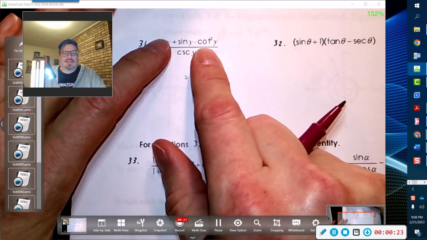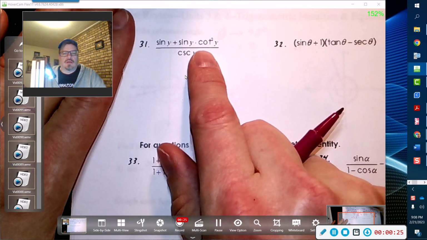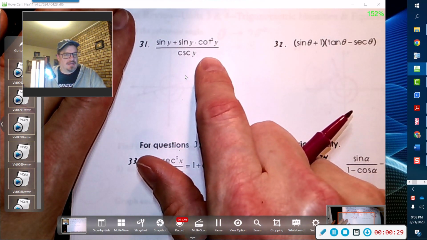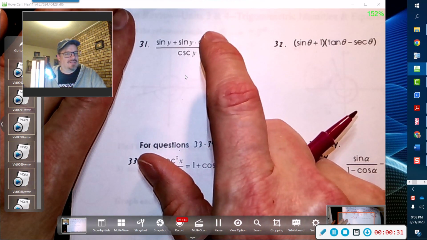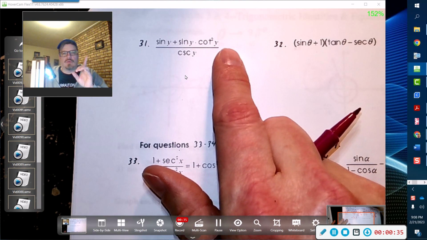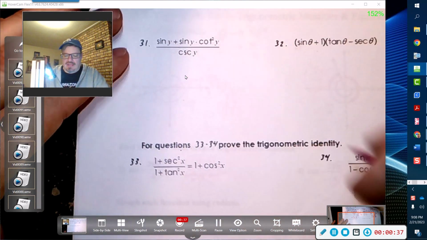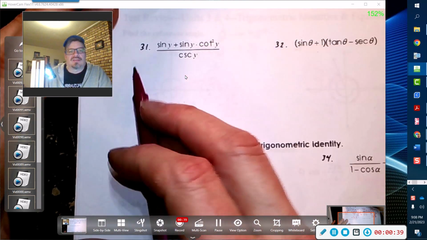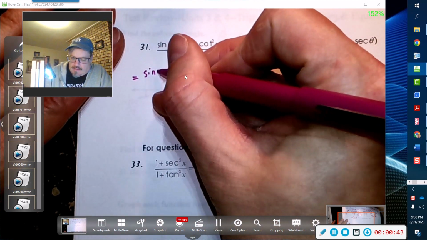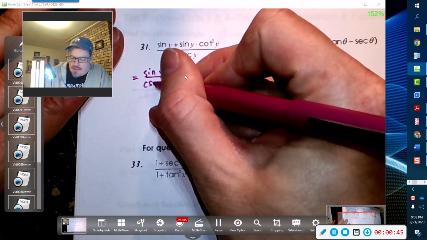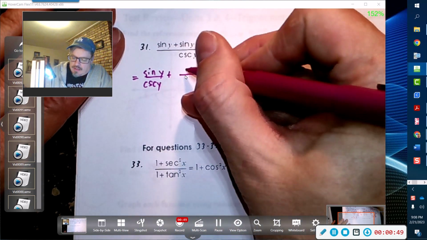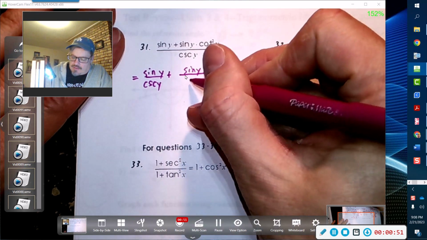This guy is cotangent squared, and so I know that he's cosine over sine. But that would be sine squared, and canceling out one of the sines is not going to help me. So let's see what we can do here. We're going to put cosecant under each of these. Now notice that I'm putting an equal sign for my next step here. I'm going to take the time to write this so that it's very clear that we're splitting it up.